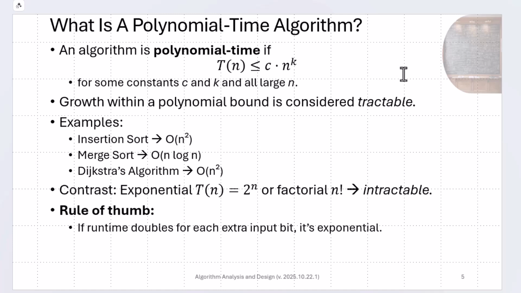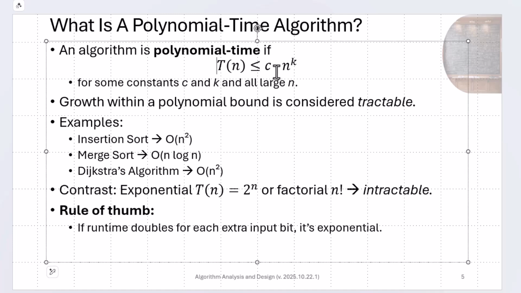So what is a polynomial time algorithm? An algorithm is considered polynomial time if T(n) is less than or equal to c times n to the power k, and k and c must both be constants for all large n. You'll notice this makes it a polynomial. We would consider something like constant to still fall under polynomial time, so if it's big O of 1, for example, or linear, those would also be examples, and quadratic, cubic, and anything higher than that, as long as it's a polynomial.